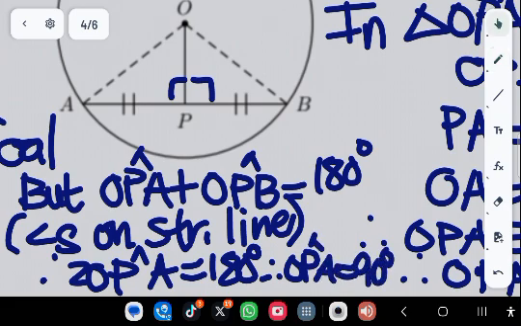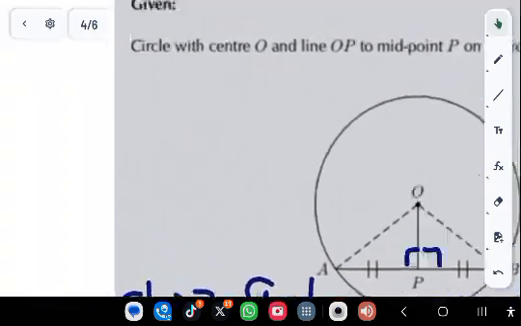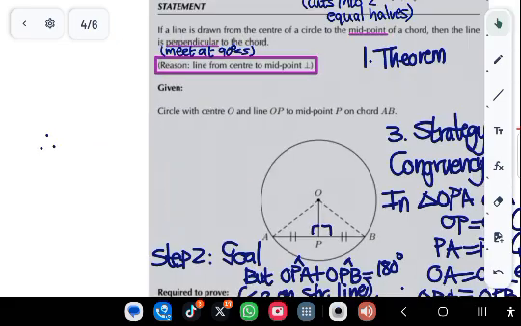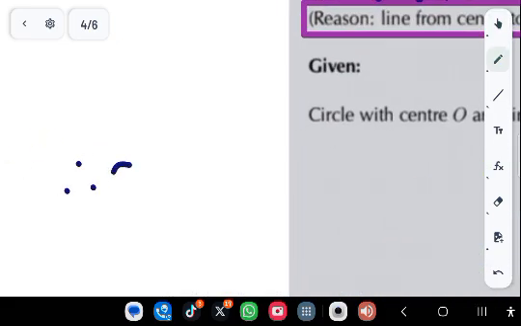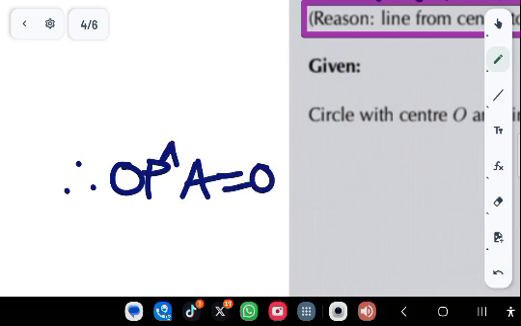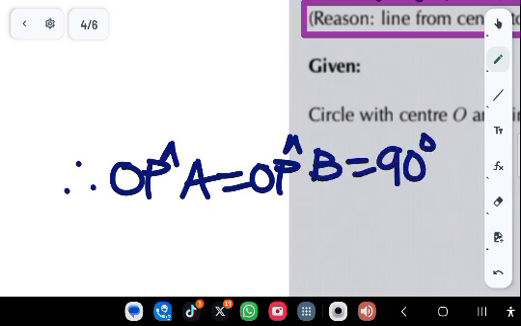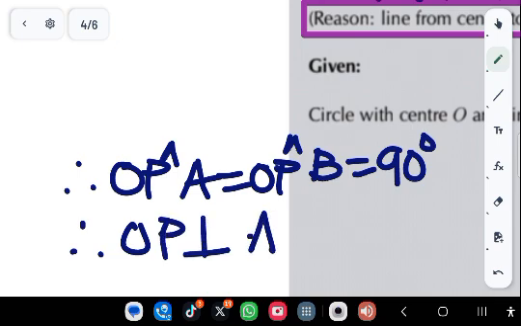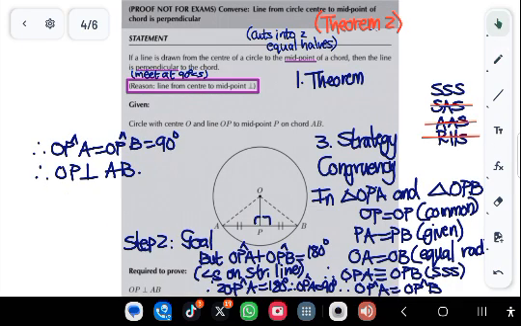But OPA equals OPB, therefore angle OPA equals angle OPB, each one equal to 90 degrees, meaning that OP is perpendicular to AB. So that's what we were supposed to prove. I'm so sorry about the mess, but you get the picture.